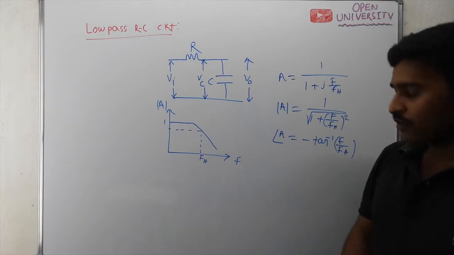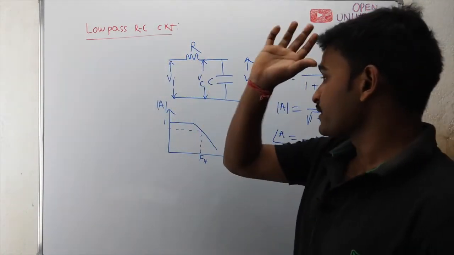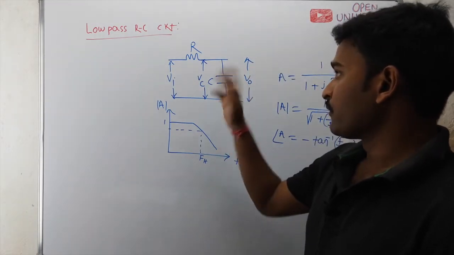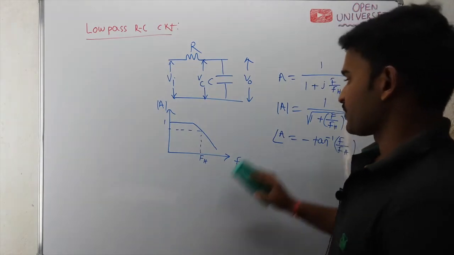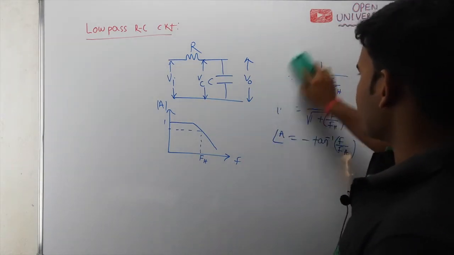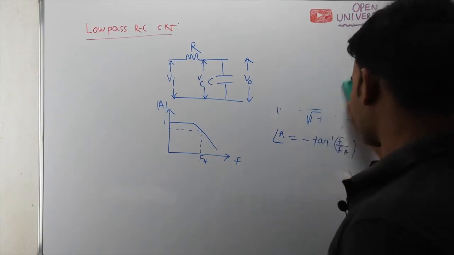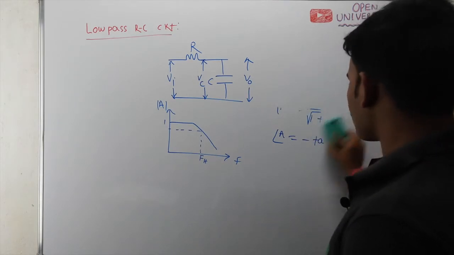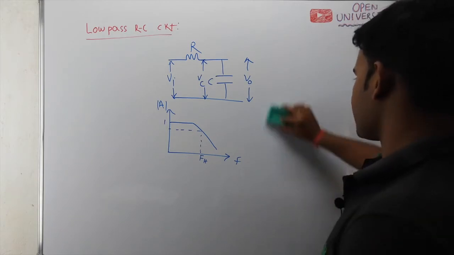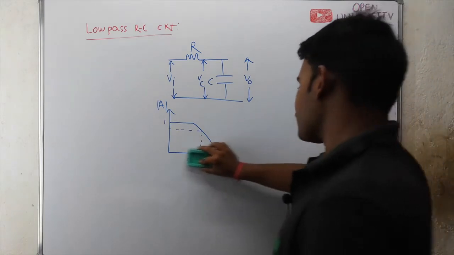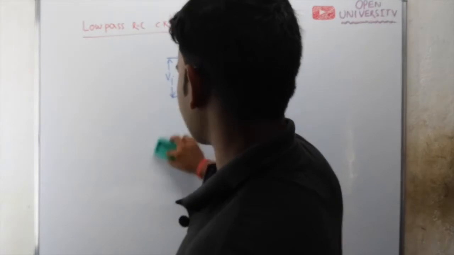Now move to the next discussion under this low pass RC circuit, that is the square wave response of a low pass RC circuit. Give the heading square wave response of low pass RC circuit. It means when my input signal is a square wave signal, what will be its output waveform? We'll see under two cases: when the time constant of the circuit is high and when the time constant of the circuit is low or small.